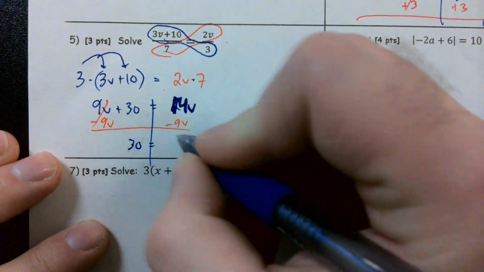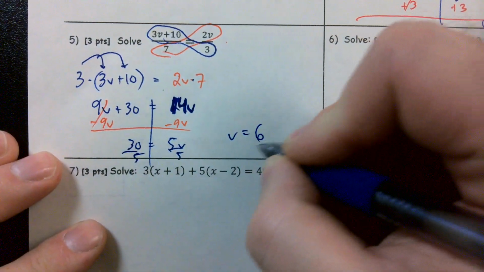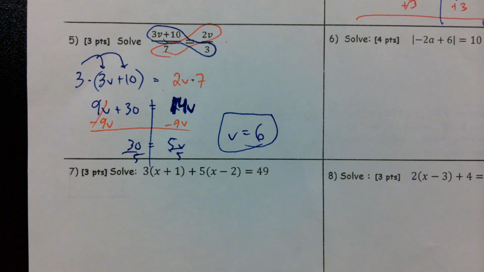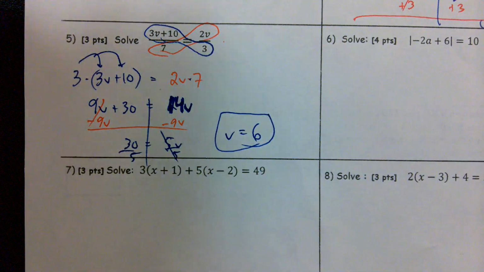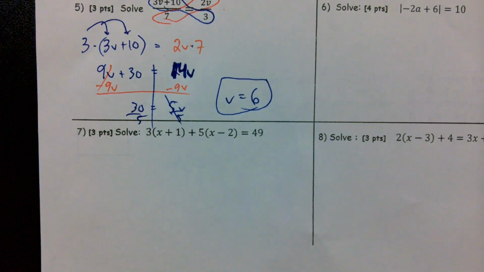So now I got 30 equals 5v. Divide by 5. V equals 6, right? We divide 30 and 5 by 5. We get 6. Anybody get that right? Yep. Good.